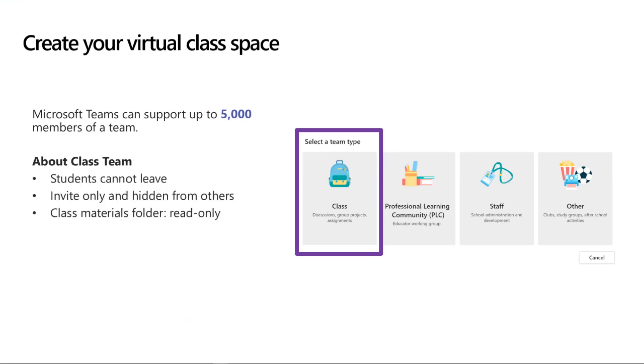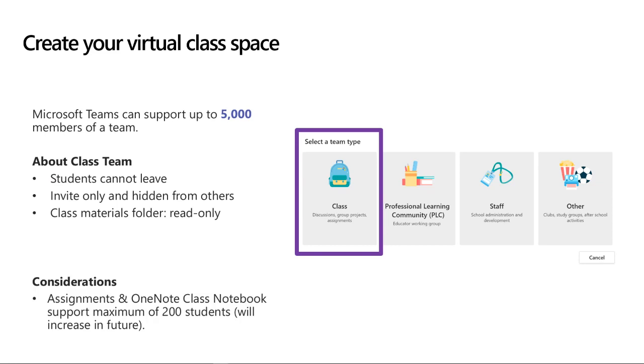When we create a class team, students can't leave the team. When they join the team, they're stuck and they're a part of that team. It's invite only and it's hidden from others, so no one can stumble across your team. And the class materials folder is read only. So we have a space where we can upload our class materials that the students can copy and access, but they can't delete them and they can't change them, which is really, really good.